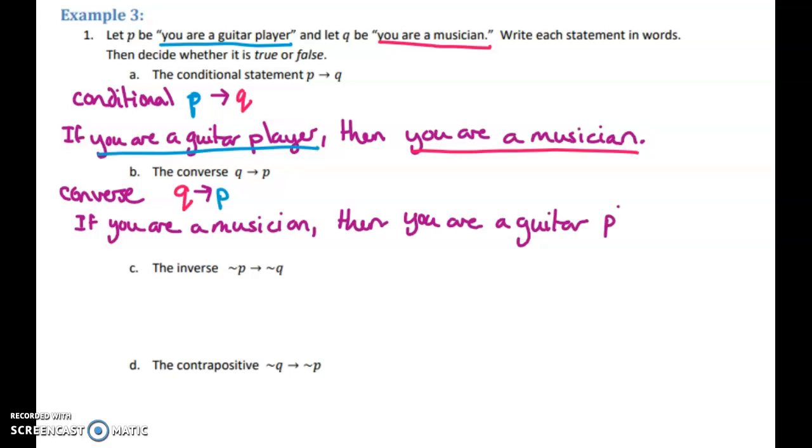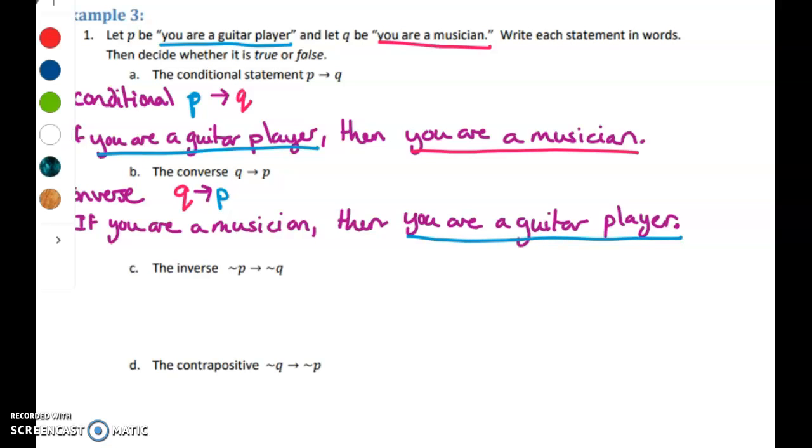Now, is that true or false? I think it's false, because if you are a musician, you could play the piano or play the tuba. You don't necessarily have to be a guitar player to be a musician. So if you are a musician, you could be a guitar player, but you could be something else. So since it's not true for all instances, I'm going to say that one's false. All right, let's do inverse now.